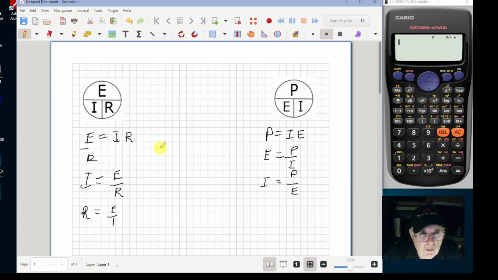So if I'm over here and the stuff I've been given is power and voltage, and I don't know what the current is, I can use this as a substitute. You'll see how that works. So make sure you know how to get all three equations for each one of these. Okay? That's the important part.